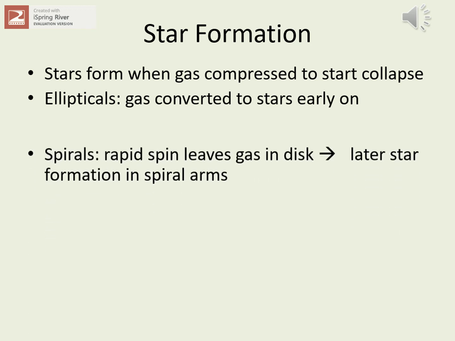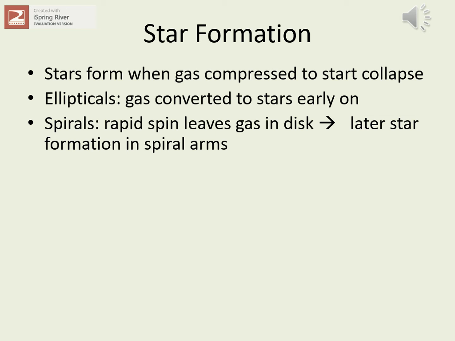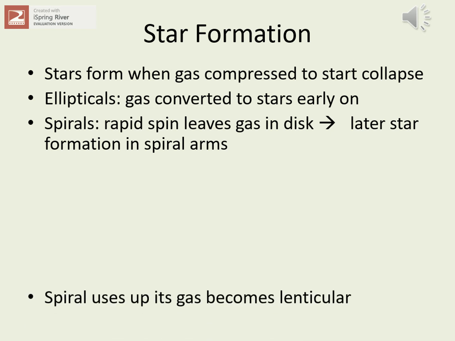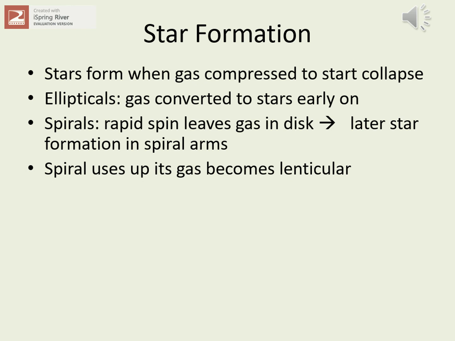On the other hand, in spirals, the rapid spin means that some of the gas gets spread out into a disk, preserving it for later star formation. The spiral arms that distinguish spiral galaxies are produced by density waves within that gas and the ongoing star formation that comes with that. Of course, if a spiral galaxy uses up its gas, then it will still have its disk shape, but it will no longer be making new stars. That will turn it into a lenticular galaxy. So in lenticulars, star formation probably continued for longer than in ellipticals, but eventually it stopped.